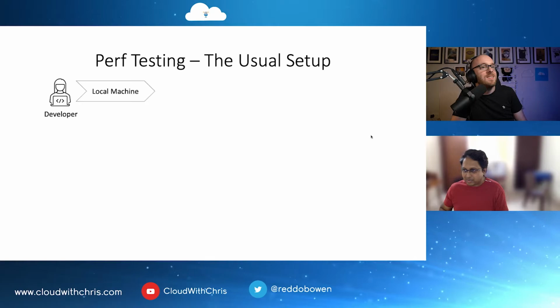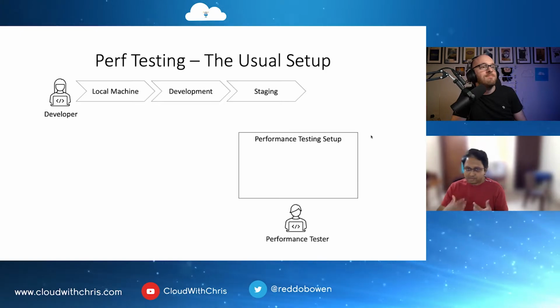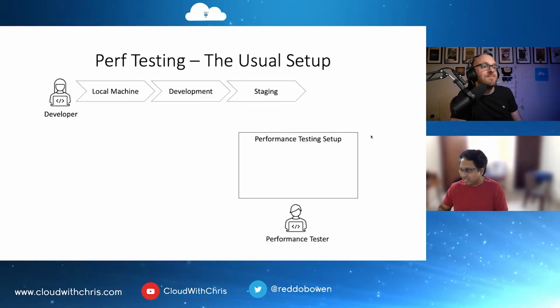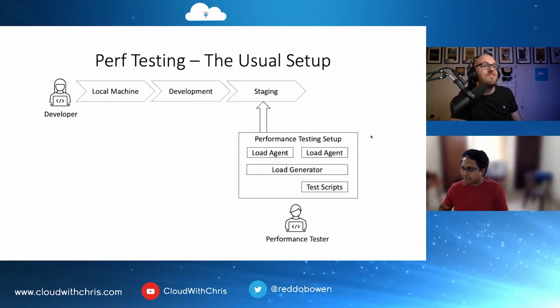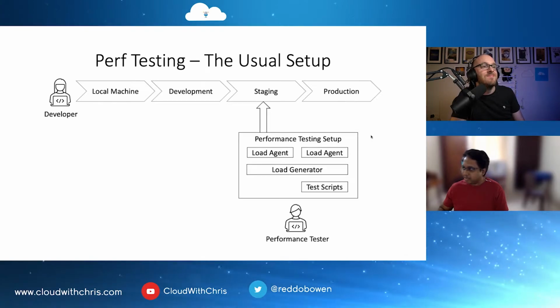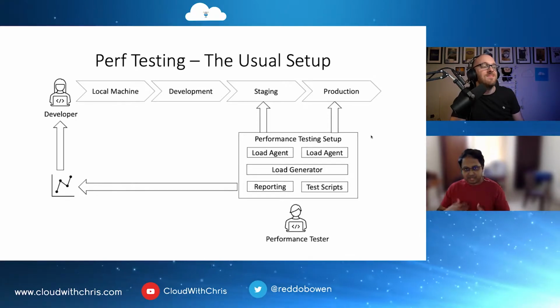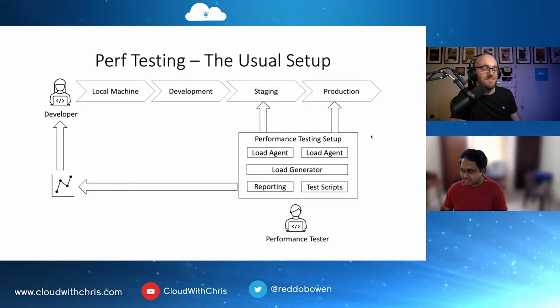So a developer writes code and she pushes it onto the development environment, goes to staging, and then that's probably the first time the performance tester comes in, sets up the test script, the load agent, generates load, sends the load to staging, maybe even does some testing on production, then generates reports out of it, shares it with the dev team, they analyze it, and then that's the cycle. That's the typical cycle. Yep.